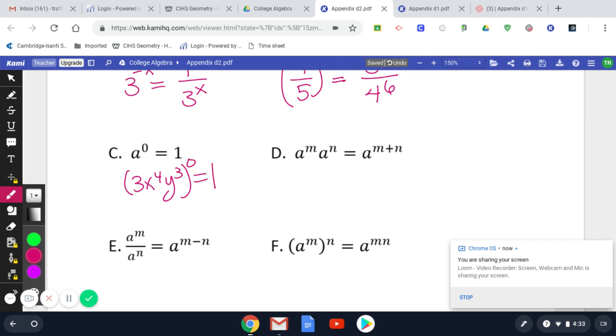Letter D, when you multiply and they have the same bases, you're going to add the exponents. So for example, if I have 4 to the 5th times 4 to the 7th, that's going to be 4 to the 12th.